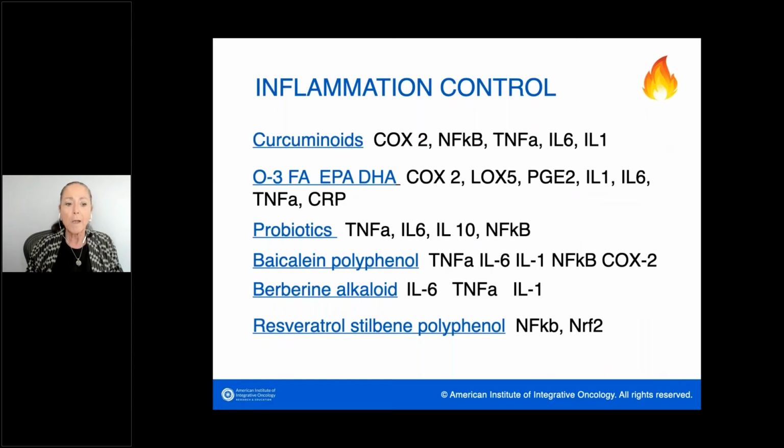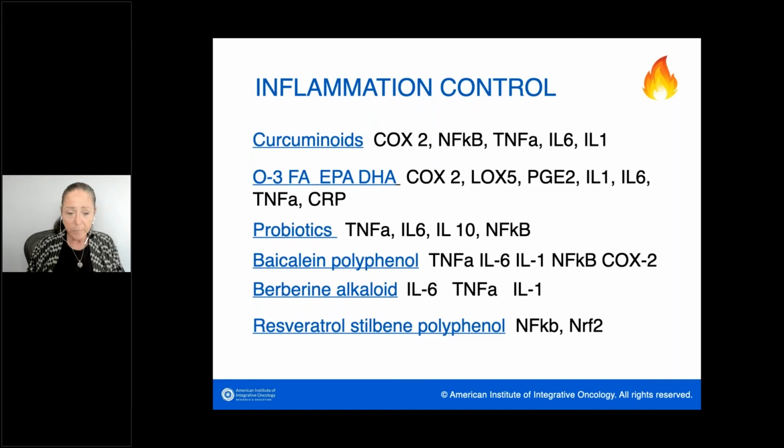So I want to introduce you to a few things you're familiar with and a few things used in cancer specifically. Curcuminoids from curcumin are fantastic at lowering COX-2, NF-kappa B, TNF-alpha, and inflammatory cytokines, IL-6 and IL-1, which are very common in cancer. You see elevations of these in cancer, usually 2 to 4 grams a day.